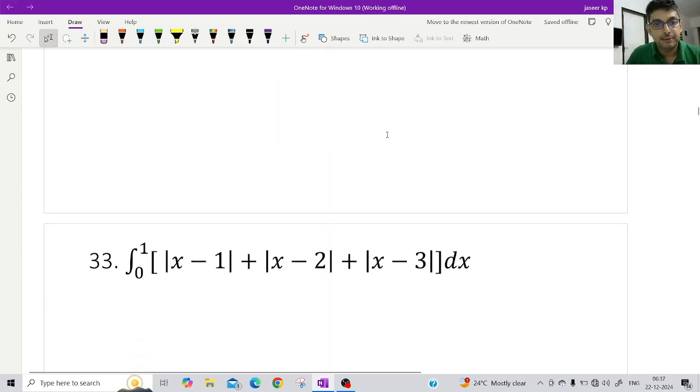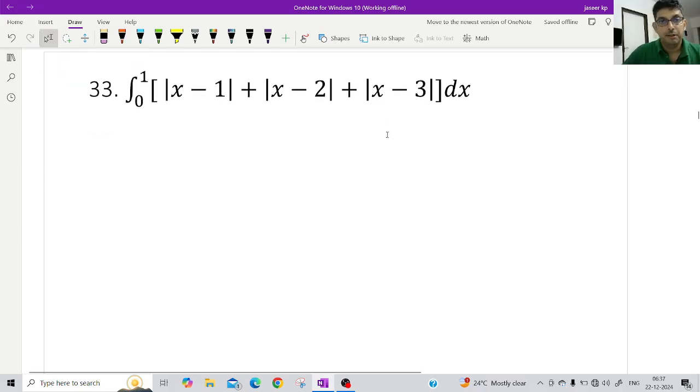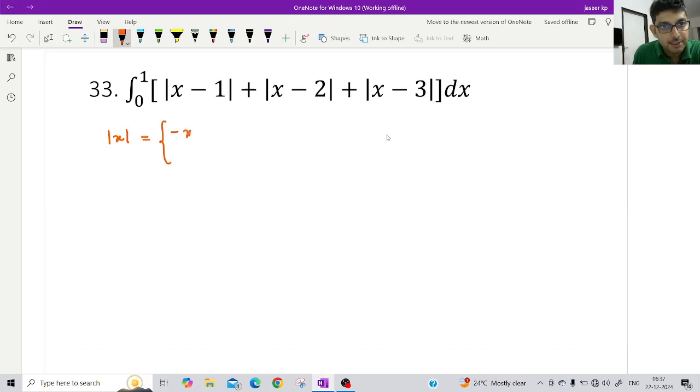Now we'll move to the 33rd problem. It is integral of modulus function. So integral of modulus function, it is based on the definition of mod x. We have mod x equal to minus x if x is less than 0 and x if x is greater than or equal to 0. So if you use that, mod x minus 1 will be minus of (x minus 1) if x is less than 1 and x minus 1 if x is greater than or equal to 1.